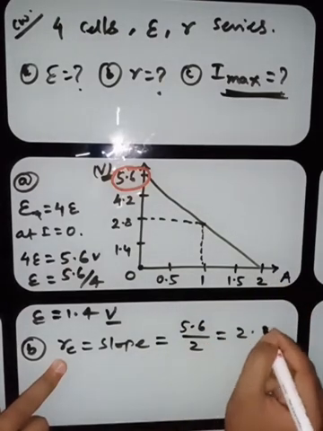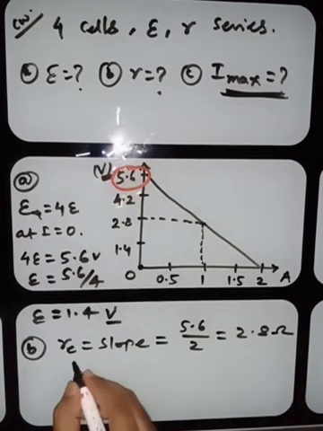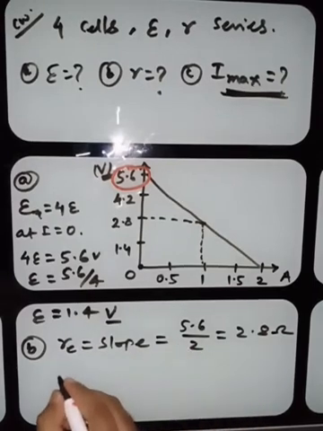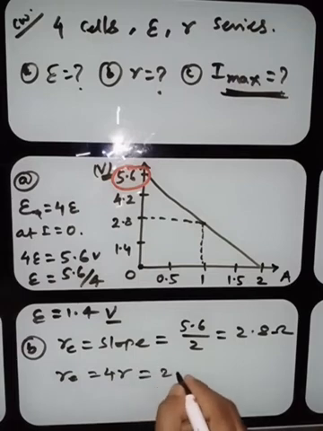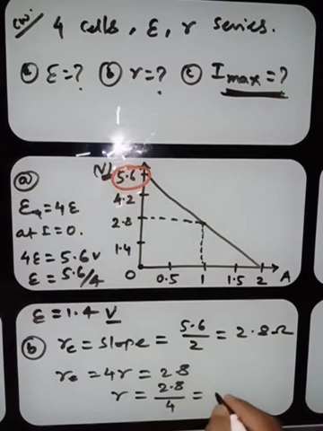It is 2.8 ohm. But this is R equivalent, and the 4 cells are connected in series. It means the R equivalent will be also 4 times R, and it is 2.8. For one cell, the internal resistance will be how much? 2.8 by 4. Okay, that is 0.7 ohm.